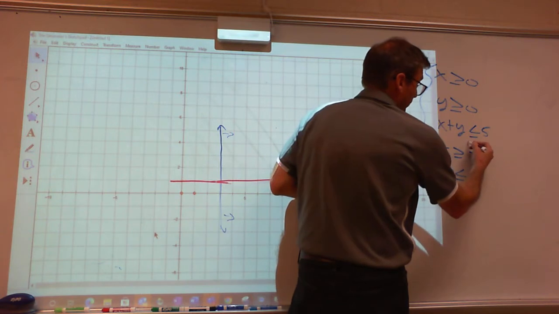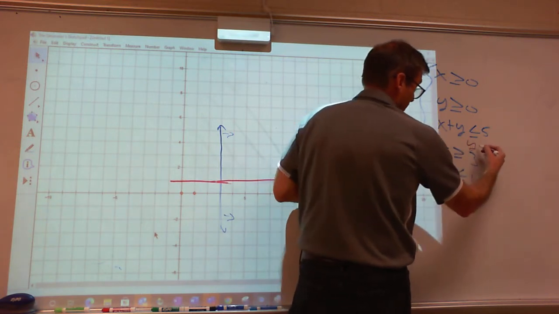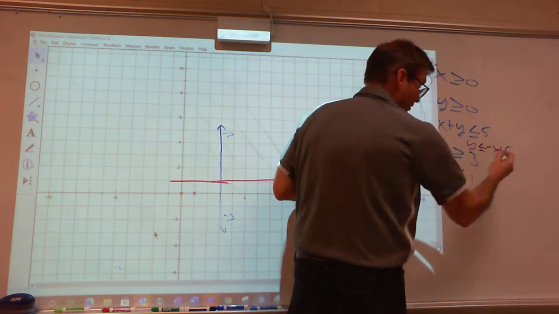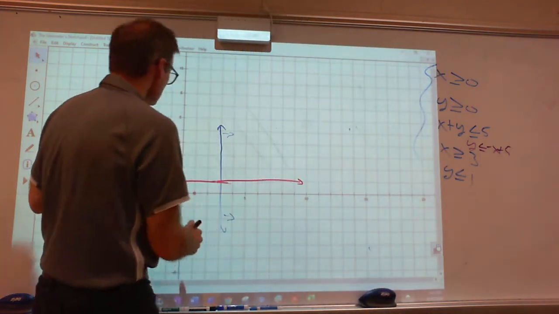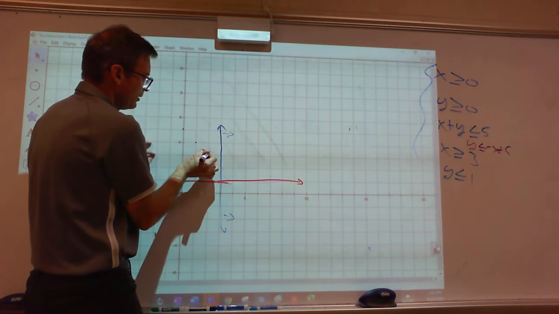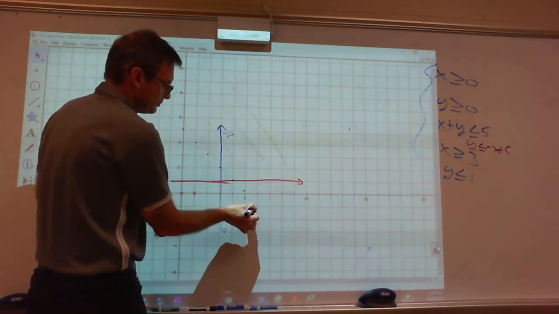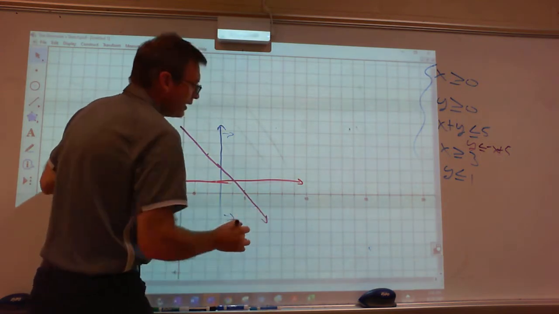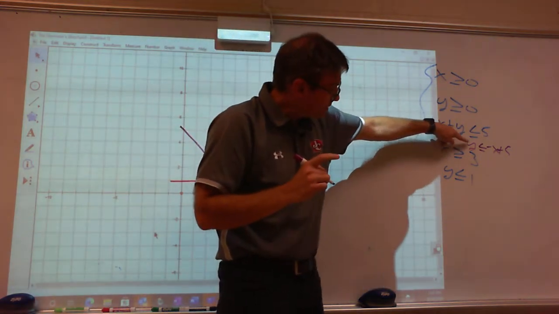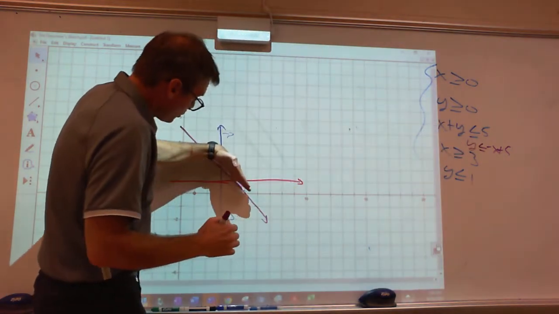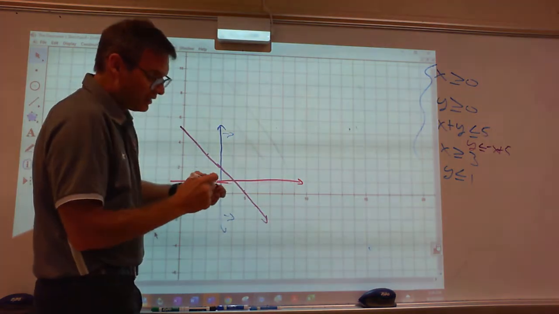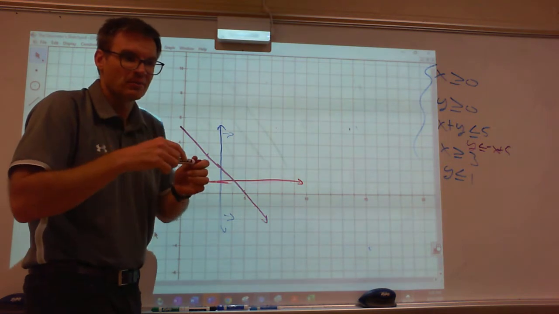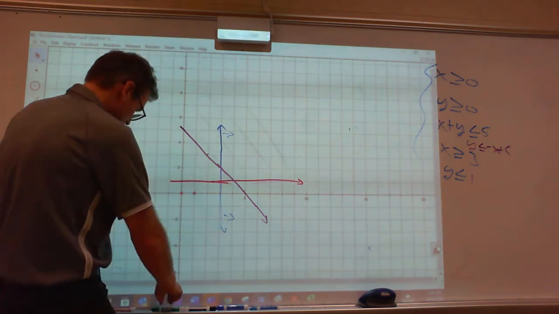I don't like the way that looks, so I'm going to put the x on the other side, so I get y is equal to negative x plus 5. So that means I start at 5, and I go down 1 over 1. And this says it's y smaller, so we're shading down. And all right, questions? Are we okay? Okay.